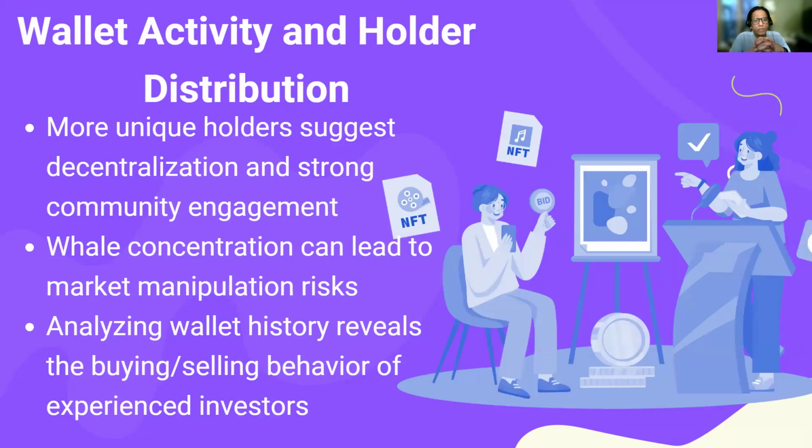So, wallet activity and holder distribution. Anytime you are getting into NFTs, understand how many outstanding NFTs are available and how many users have these NFTs in their wallets. You can identify those. Once you identify it, you can understand when a particular user purchased it and how long they are holding it. Did they purchase and within a day or two sell it, or are they holding it in their wallet for more than 6 months, 1 year, 2 years?